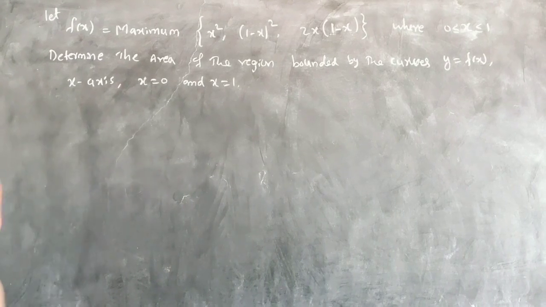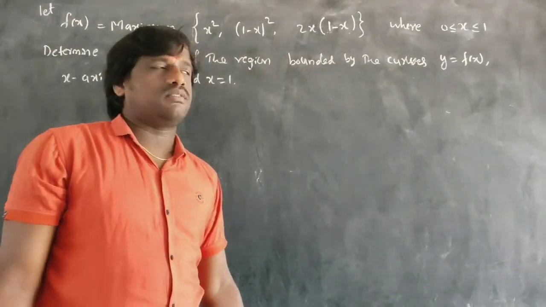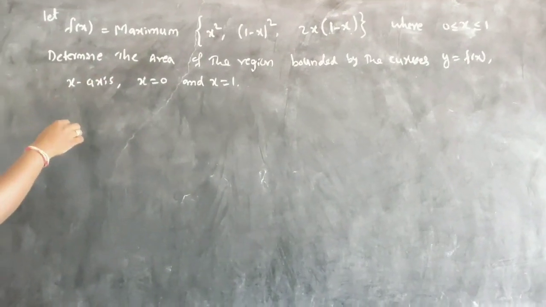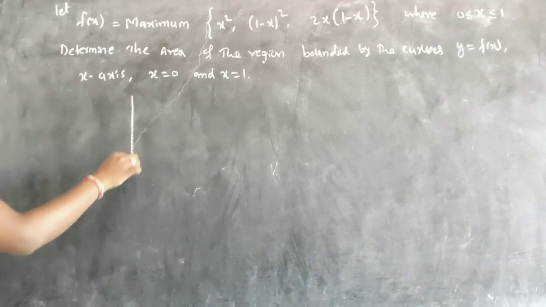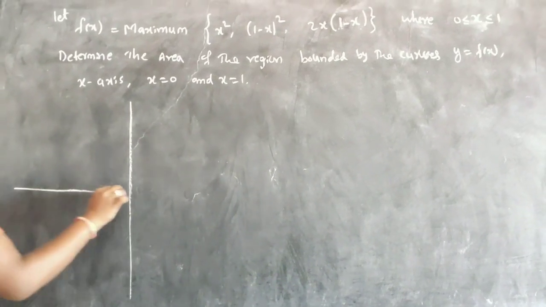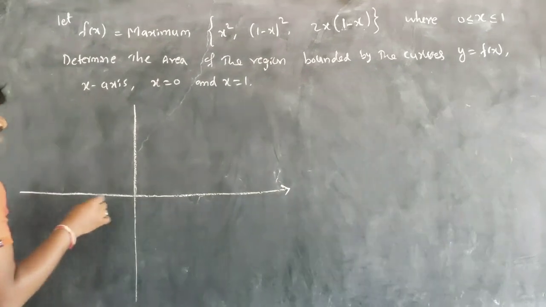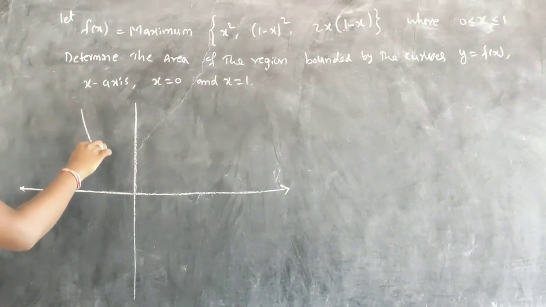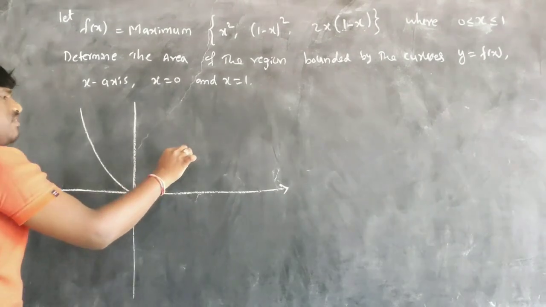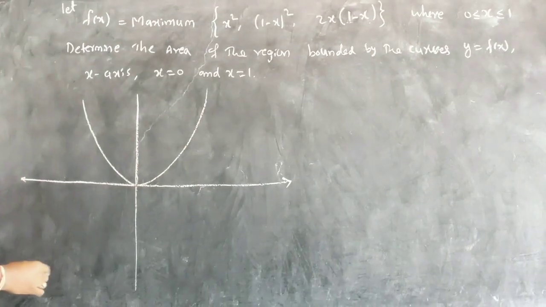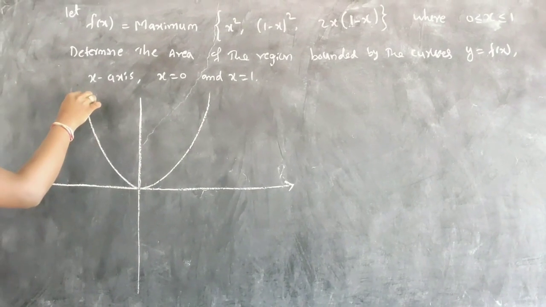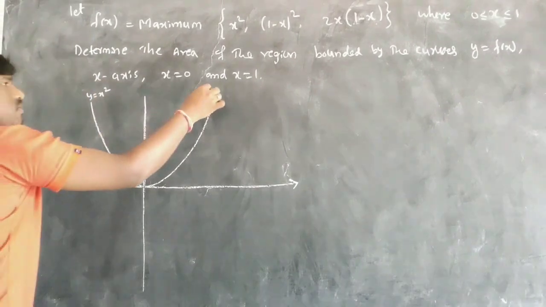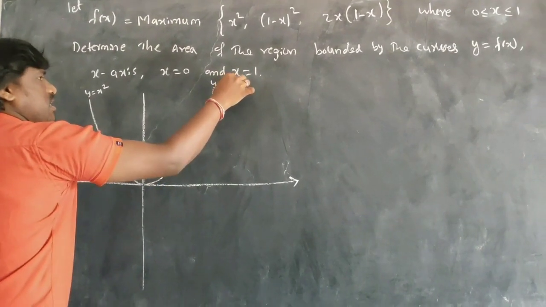So how to find this one? First of all, you have to draw the graph of this. Let us draw the graph of this one. First graph is y equal to x square. The graph of y equal to x square will be like this, correct? It will be this shape.